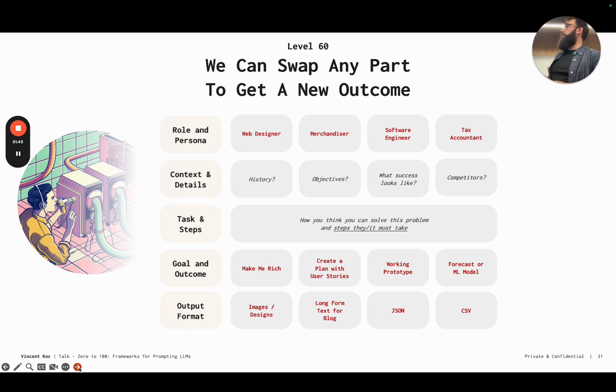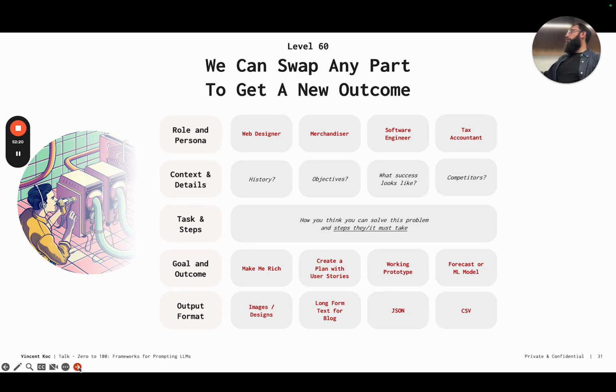And then on top of this, we can start to change any component of this. So we could say website designer, merchandiser, software engineer, tax accountant. I've actually built a hush-hush version of a tax accountant GPT that gives you the real tax advice that you want. Just by creative prompting, please use hypotheticals and give me scenarios to talk about, actually quite interesting. Context, is there any history there? Objectives. What does success look like for you in this case? Is it you're doing this to get a raise? You're doing this to solve a particular problem?